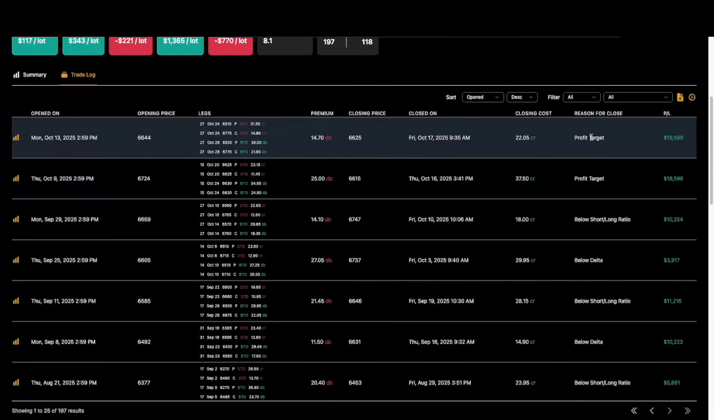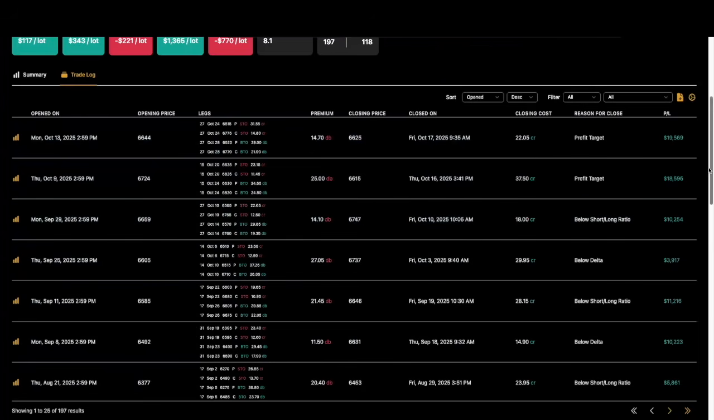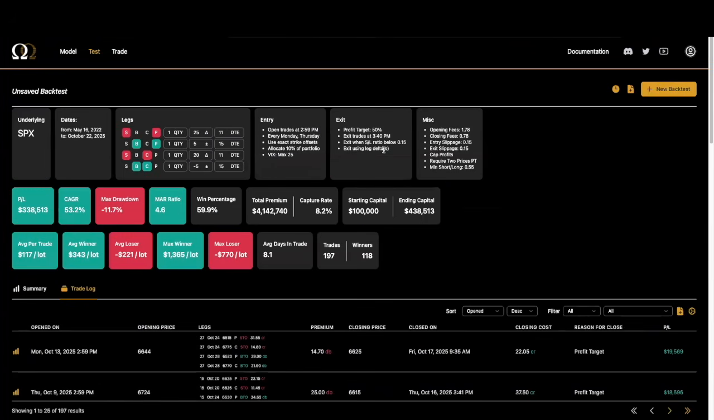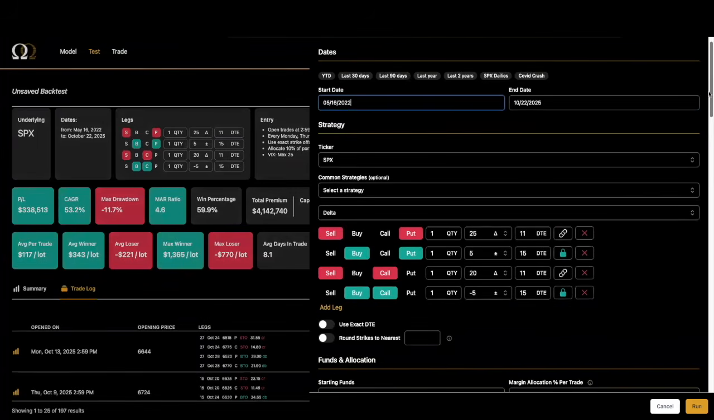Some of the reasons for getting out of the trade. You can see profit target. You also have exit when the short long ratio is below 0.15, exit using leg delta. So just to get a little more color here, you can see this is the actual back test.